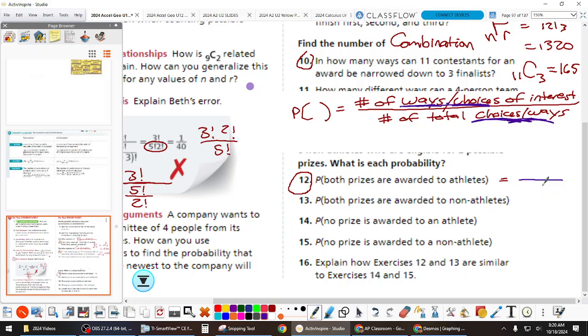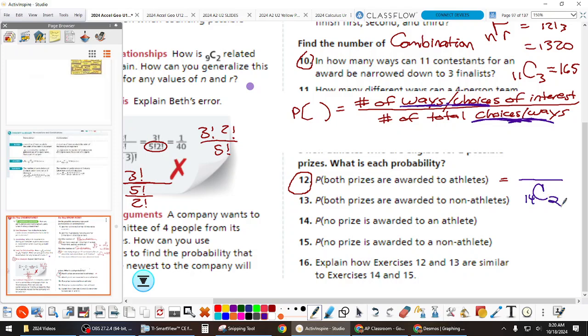Well, but how do we write it before we get a number? Is it 14 C or P? Let's see. Okay, so if they both get the same award, it doesn't matter what order. 14, choose 2 of them.